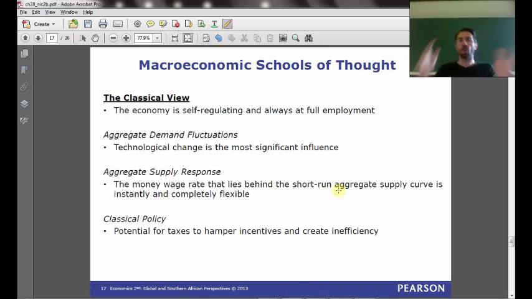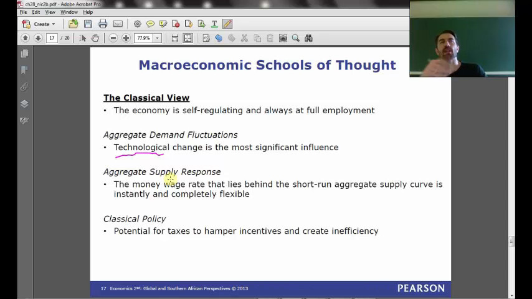So, what is the classical view? If we summarize what the classical proponents believe, the economy is self-regulating and it's always at full employment. So what are aggregate demand fluctuations driven by? Primarily it's driven by changes in technology.